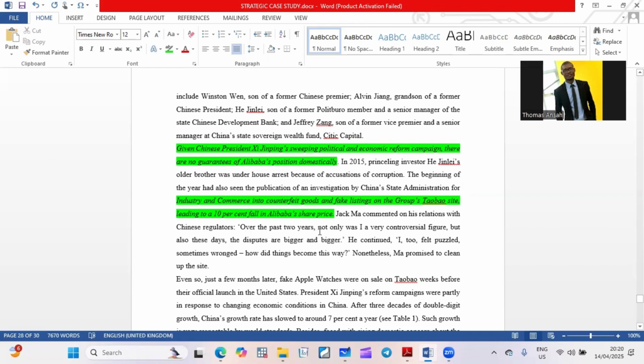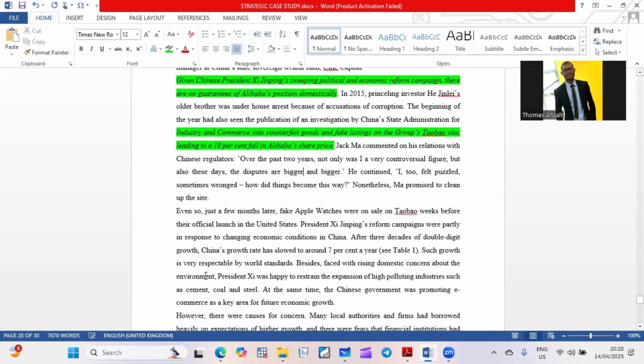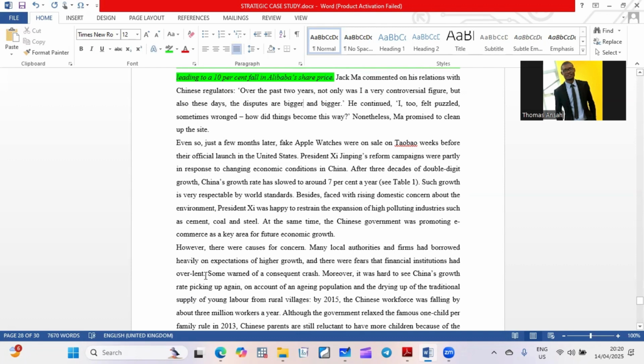Over the past 2 years, not only was I a very controversial figure, but also these days, the disputes are bigger and bigger. I too felt puzzled sometimes, wronged. How did these things become this way? Nonetheless, Ma promised to clean up the site. Even so, just a few months after, fake Apple watches were on sale on Taobao. Don't forget, this Taobao is also part of the group. Or their official line. So fake, you see, these are things you must see.